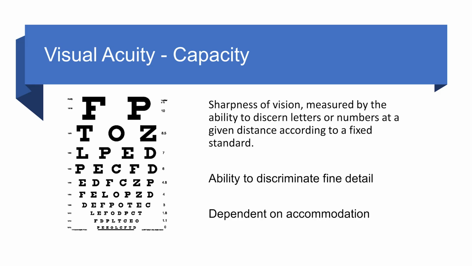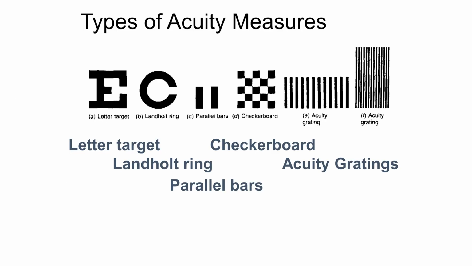Visual acuity refers to the sharpness of our vision, and we typically assess it by measuring the ability to discern letters or numbers at a given distance according to a fixed standard. This type of test shows the ability to discriminate in fine detail and is dependent on accommodation. There are many different ways we can measure visual acuity, such as the Snellen test, and you may have seen a few of these at the optometrist.